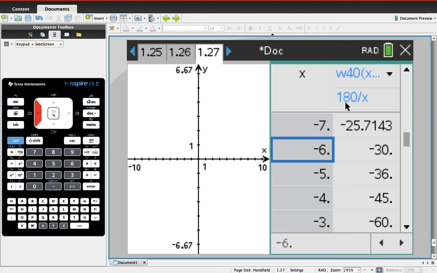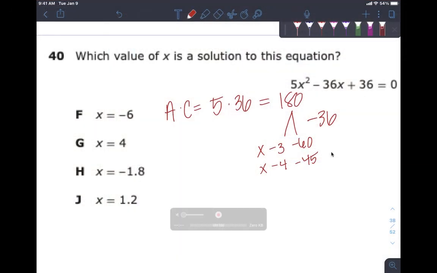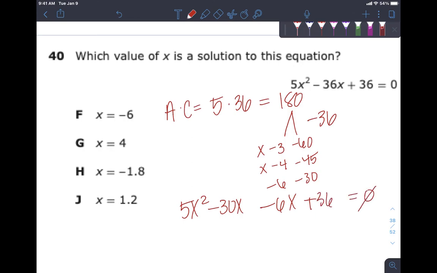So all I have to do is the AC divided by x, and it'll give me this list of numbers. This is like a super secret that I think I'm the only person in the universe that does this. But here's my numbers, -6, -30. So we got them. All right, let's go ahead and break this apart. 5x squared minus 30x minus 6x plus 36 equals 0.